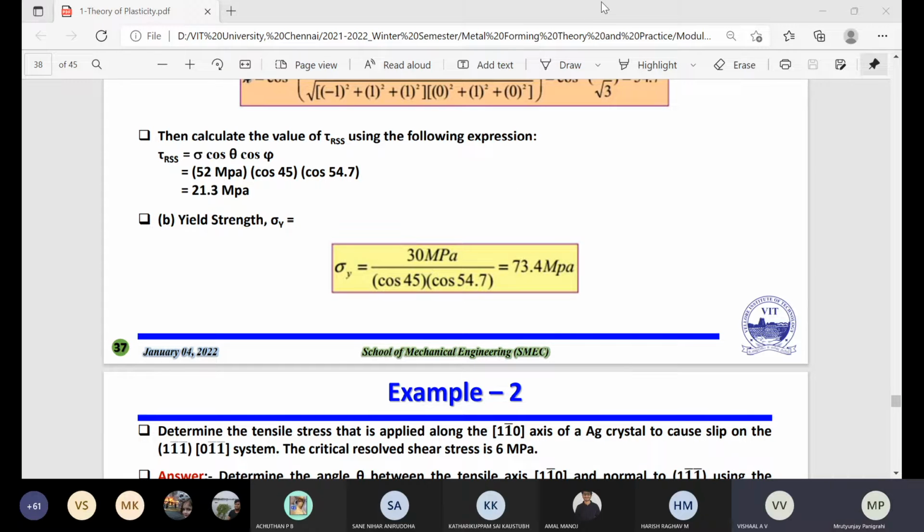Is anyone else getting the same answer that Sai got? Sir, what's the theta value? The theta value is 0.82. Okay, sir. Yeah, then you can go for the 5.